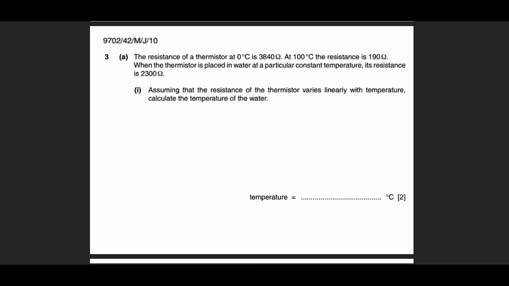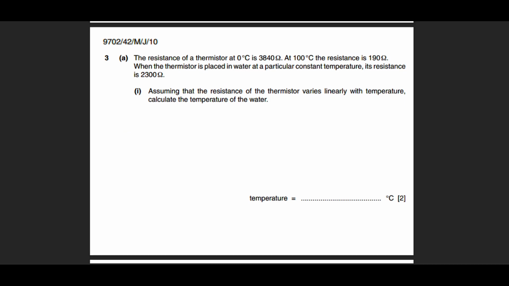Okay, so this is a question involving RTD, resistance temperature detector. Okay, let's look at this question. As I advised you earlier, this is a question with a negative temperature coefficient, and we can see that at 0 degrees centigrade, it has a higher resistance, and at 100 degrees centigrade, it has a lower resistance. So if I had to draw this graph to make things easy, if this is degrees centigrade and this is resistance in ohms, then this is at 3840 and this is at 190.